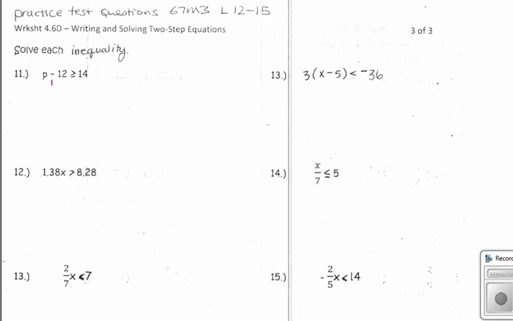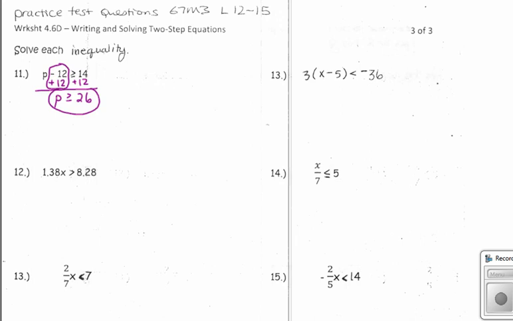We do the opposite, which is to add 12. Remember to do the same thing with the same number on both sides of the inequality. This is equal to a zero pair, leaving you with P plus 0, which is P. Bring down your inequality symbol. 14 plus 12 is 26.